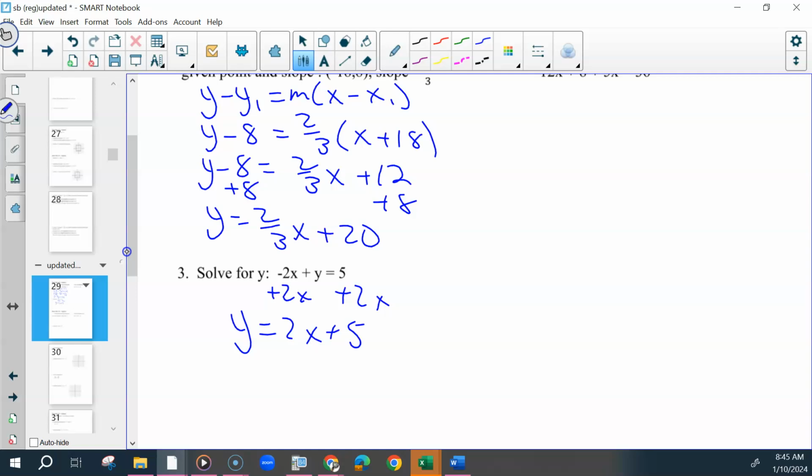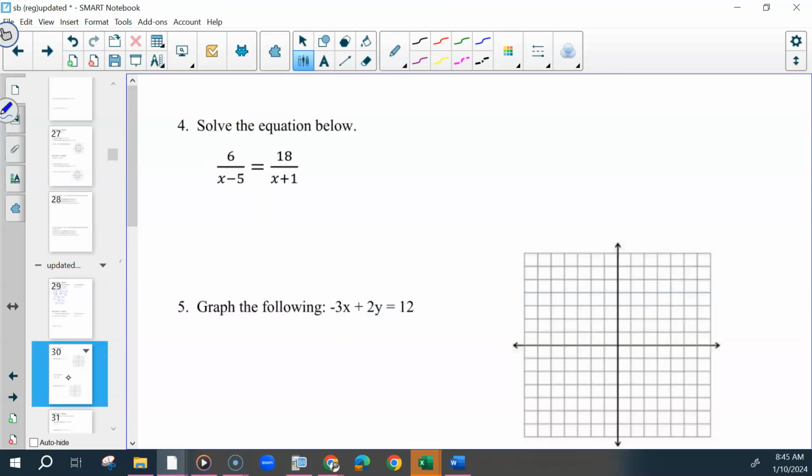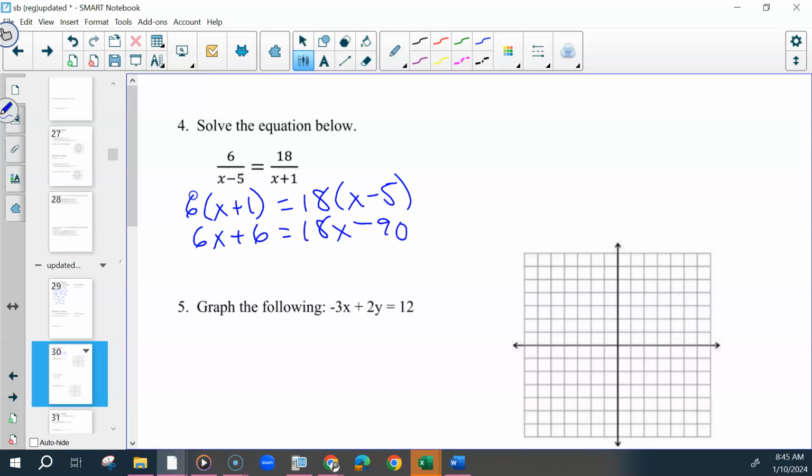And then number 4. To solve this equation, we have a fraction that equals another fraction. What's our first step? Cross multiply. So 6 to x plus 1, 18 to x minus 5. Or you could jump right into multiplying the 6 to everything and the 18 to everything. I think that's 10.